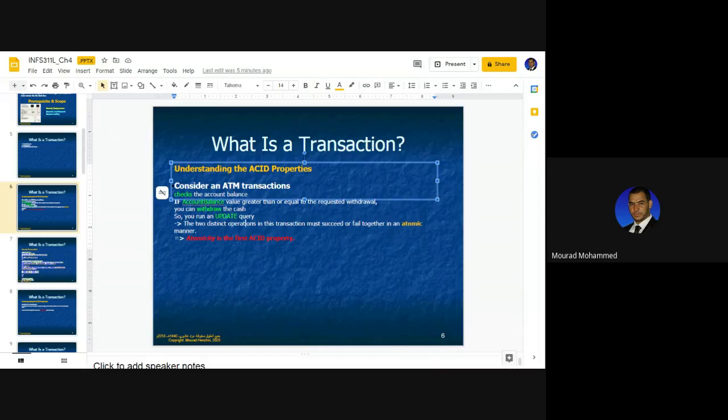Those are a group of standalone functions or activities or operations or queries to be executed all together or to fail all together. There is no doubt. Either to execute them all, the four in this example, or to fail them all. This is an atomic view.